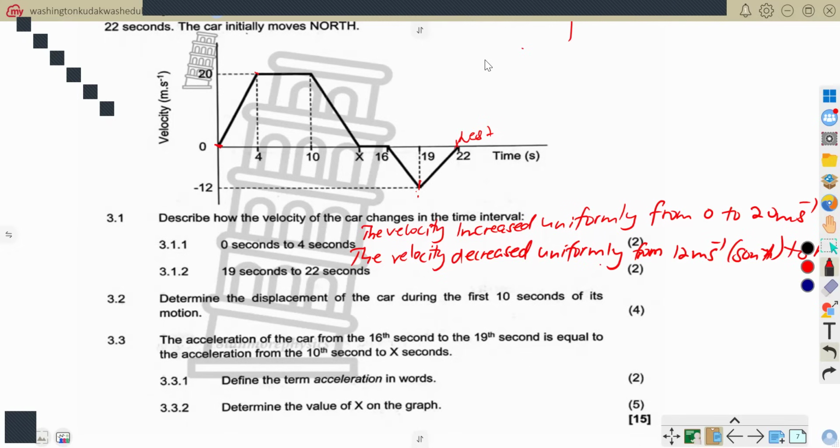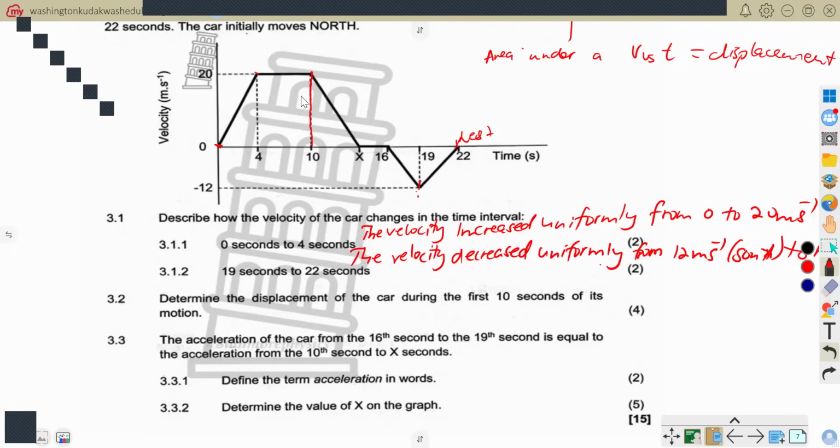We know that the area under a velocity versus time graph is equal to what? To displacement. So the area under the velocity time graph will give us the displacement. We have been given the time up until 10 seconds, so we need to find the area under the graph up until here, the total area.